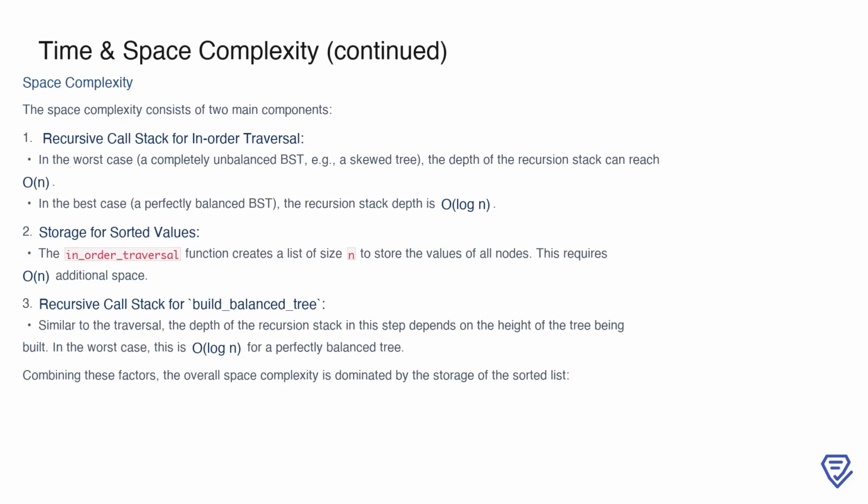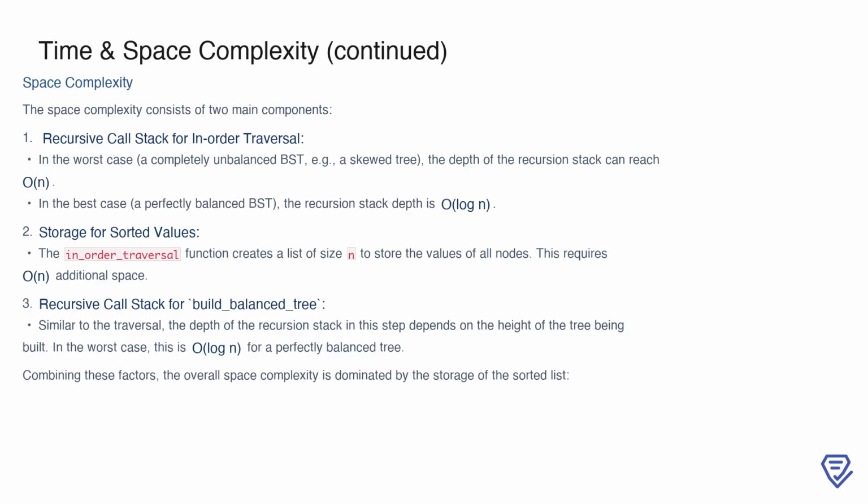Now, let's analyze the space complexity, which comes from two main components. First, the recursive call stack used during the in-order traversal. In the worst-case scenario, if the tree is completely unbalanced, such as a skewed tree, the recursion stack depth can reach n. On the other hand, for a perfectly balanced tree, the depth of the recursion stack would only be log n. The second component is the additional space needed to store the values of all nodes in the sorted list. The in_order_traversal function creates an array of size n, which requires O(n) space.